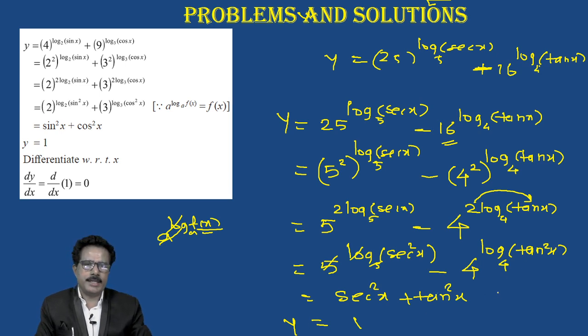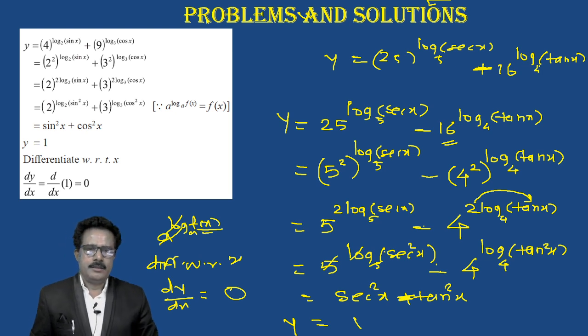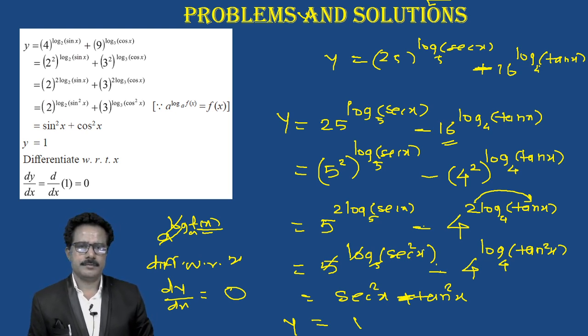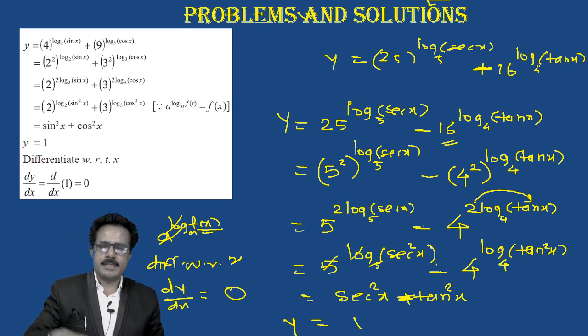Then we can differentiate with respect to x. dy by dx equals, here is a minus, sec square x minus tan square x is 1. Therefore differentiating with respect to x, the derivative of 1 is 0. This is the final answer, because this is minus, keep this minus as it is, and sec square x minus tan square x is equal to 1. Okay, this is the complete answer of this.